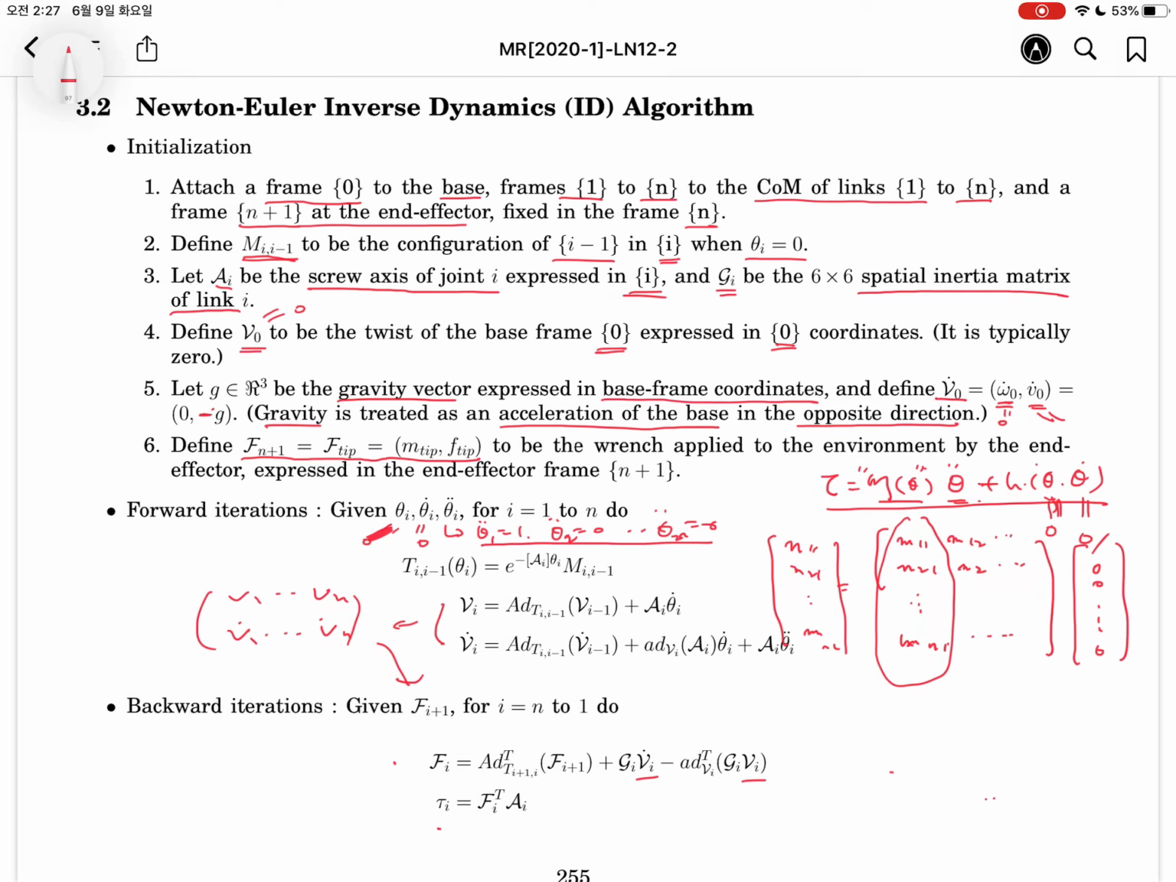So by iterating this method, we can get tau n through tau 1. It is corresponding to Mn1, this is M11. So by collecting this vector tau, it is corresponding to the first column vector of the inertia matrix.